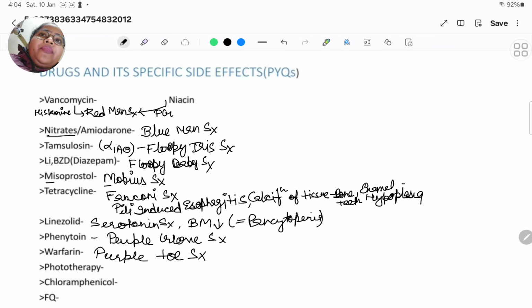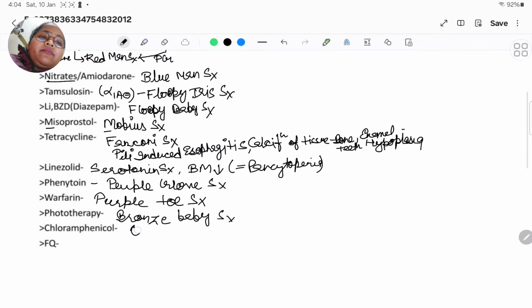Now phototherapy causes bronze baby syndrome. Now chloramphenicol causes gray baby syndrome. And as we read chloramphenicol, remember fluoroquinolone causes tendon rupture, therefore it is contraindicated in children.